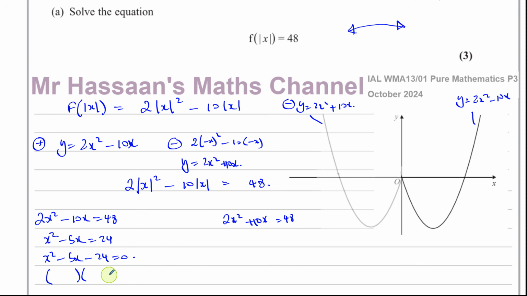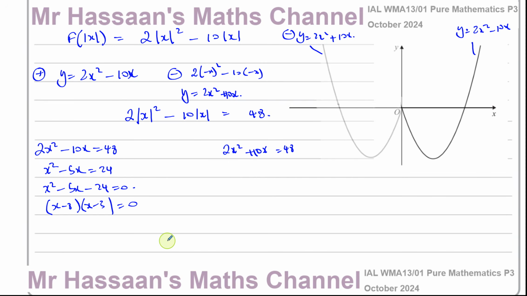So we have 2 brackets. This does factorize. I think we have 8 times 3 is 24. So it's x minus 8 and x plus 3 equals 0. So we end up with 2 solutions. x equals positive 8 and x equals, sorry, this is going to be plus 3, x equals minus 3. Okay.